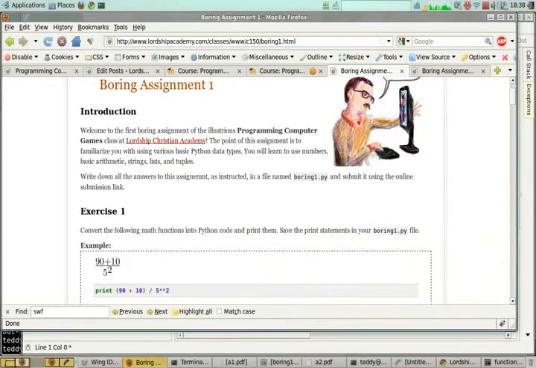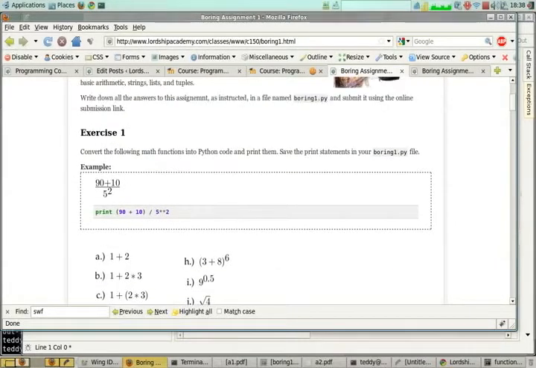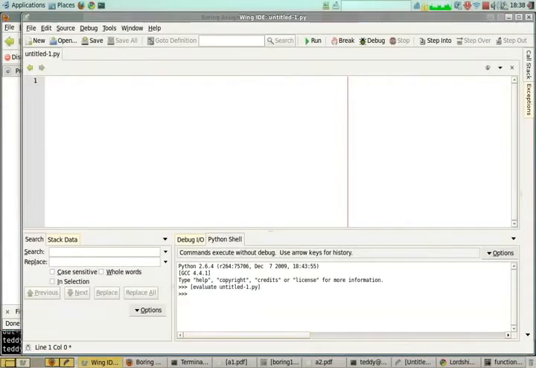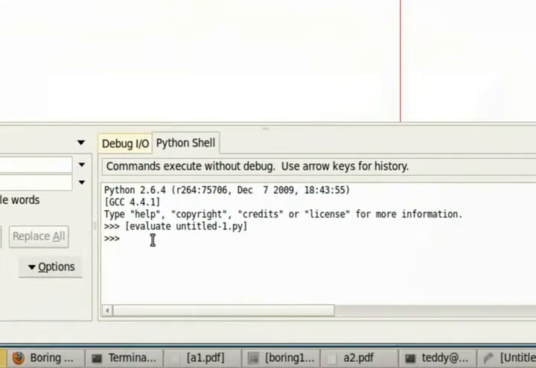Hello, today we're going to go over basic arithmetic in Python. It's actually very much like a regular calculator. Now go to your Python interpreter in Wing. That's where I'm going, at least.